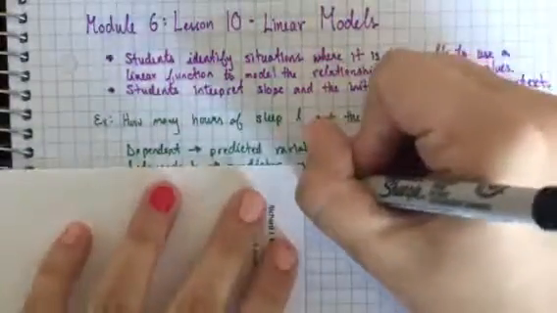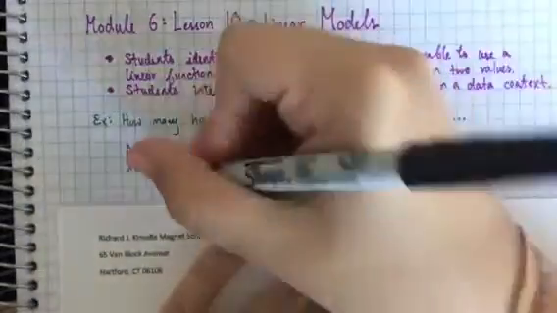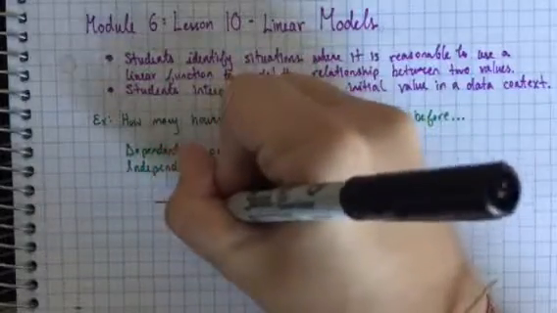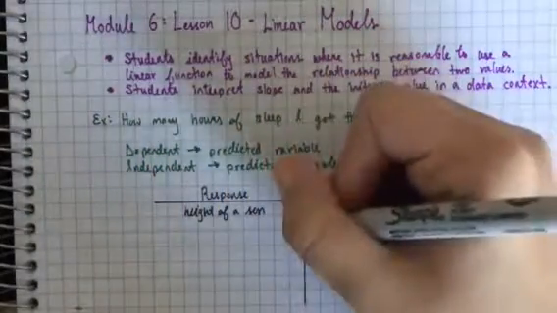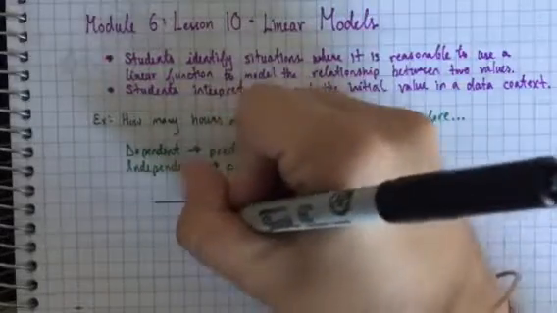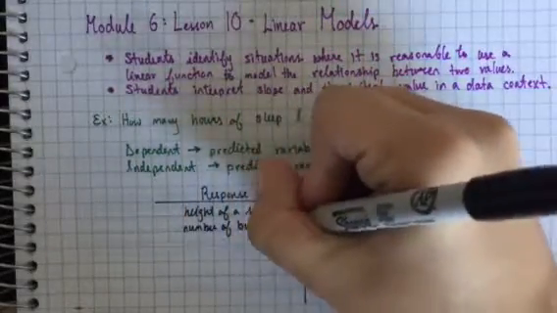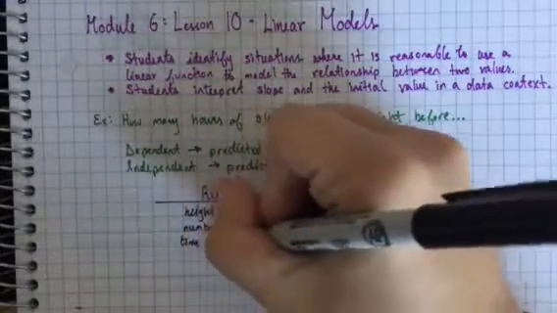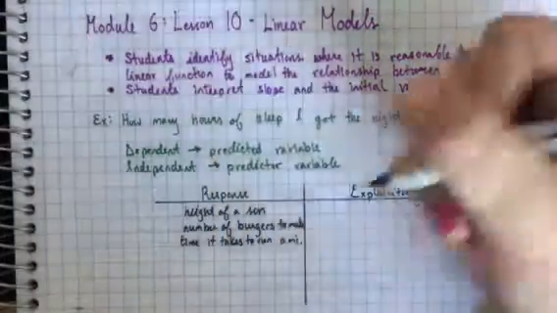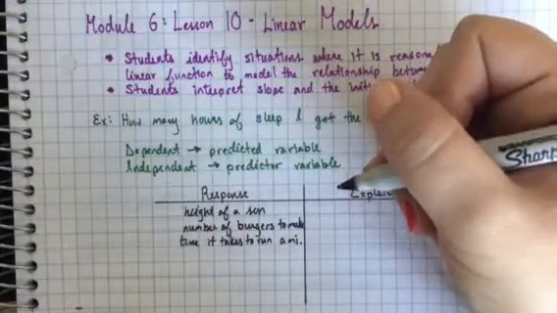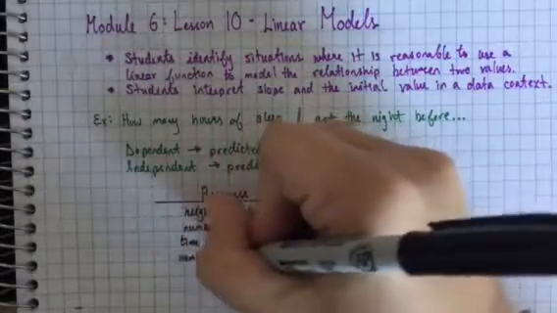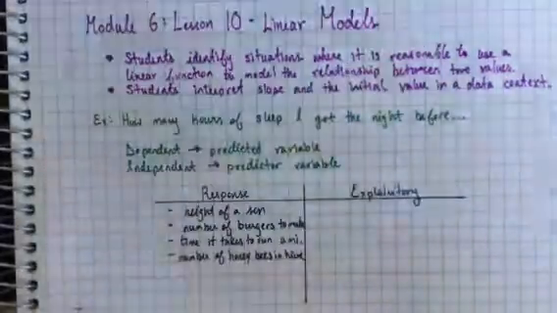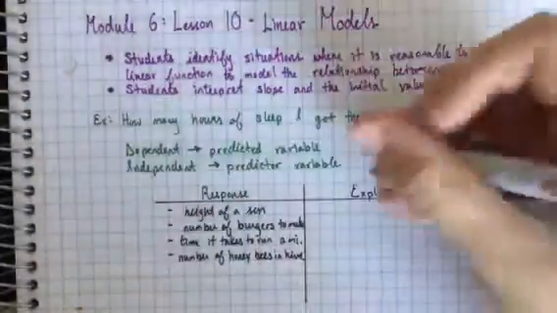So when we think about mathematical scenarios that have relationships, we are kind of thinking about two pieces. We're thinking about the response and the explanation. So the response is that dependent variable, and the explanation is that independent variable. So the response is affected by the explanation. So a couple examples of responses would be like the height of a son, the number of burgers to make, the time it takes to run a mile, and how many bees are in a hive.